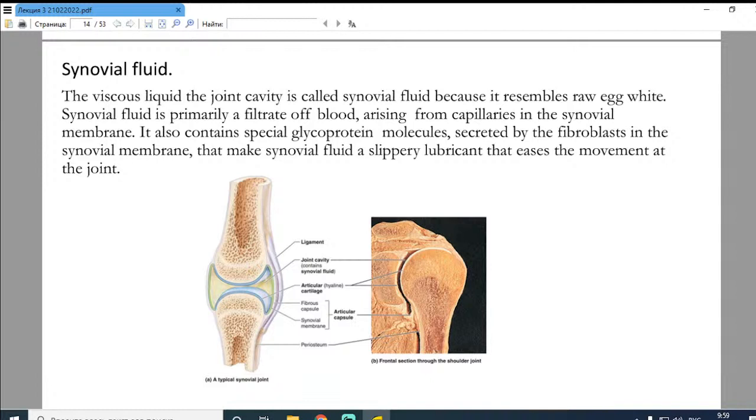Synovial membrane. It also contains a special glycoprotein molecule secreted by the fibroblasts in the synovial membrane that makes synovial fluid a slippery lubricant that aids movement at the joint.